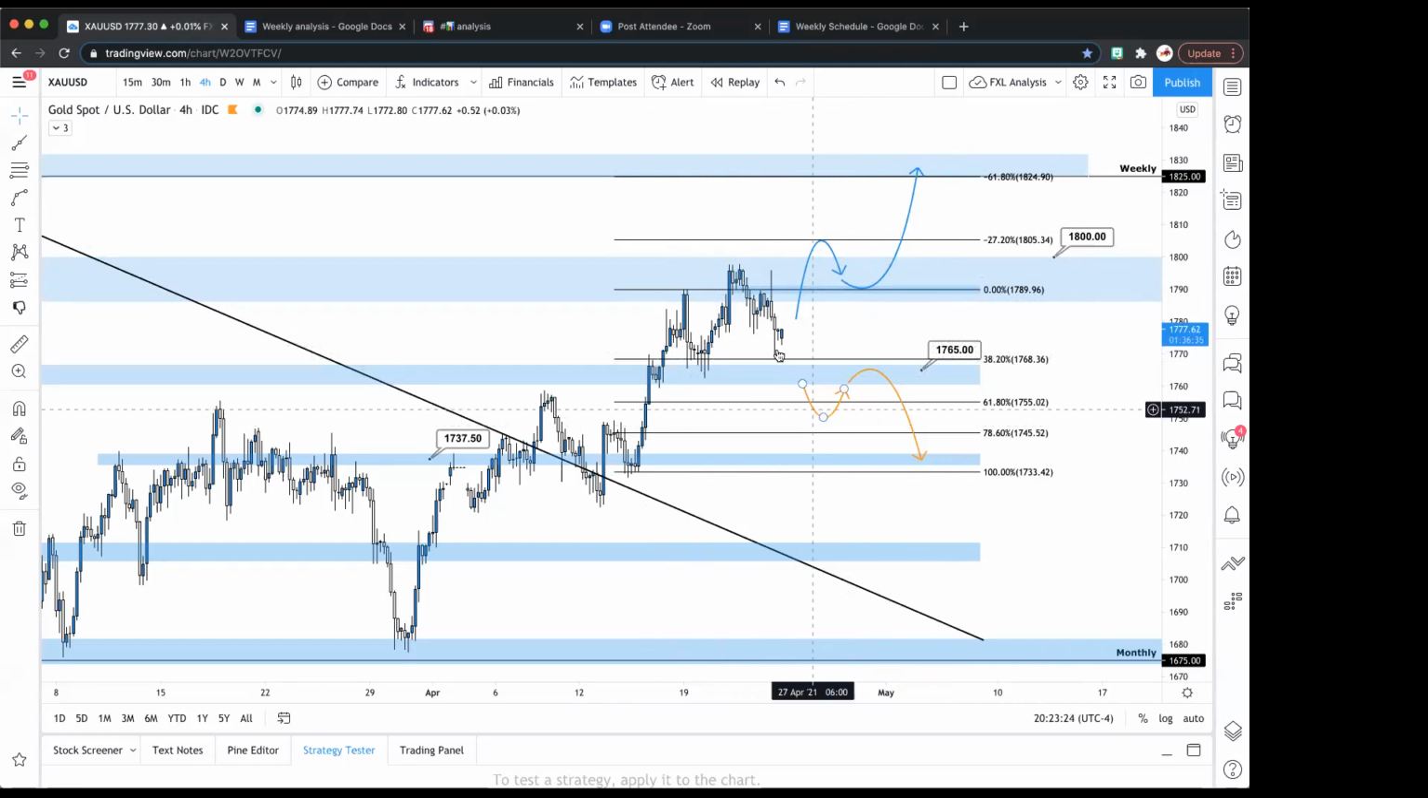Look for something of a bearish trend here. Really want to see that lower high, and then continuation back to the downside. Okay, and you could even start targeting much lower, closer to this monthly.